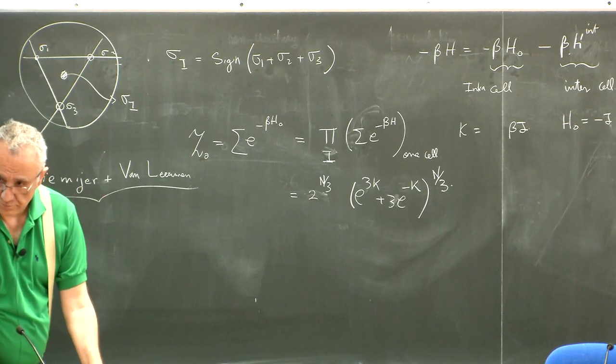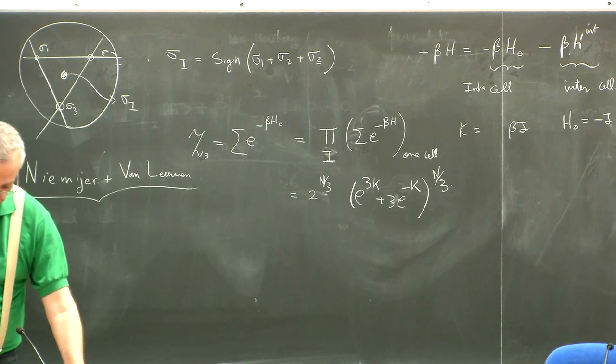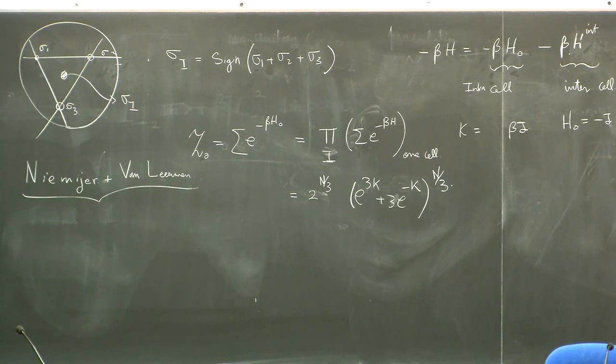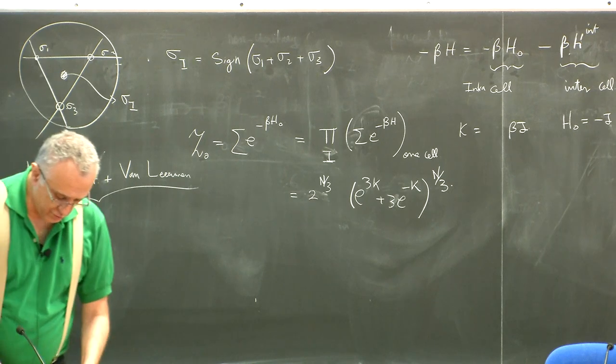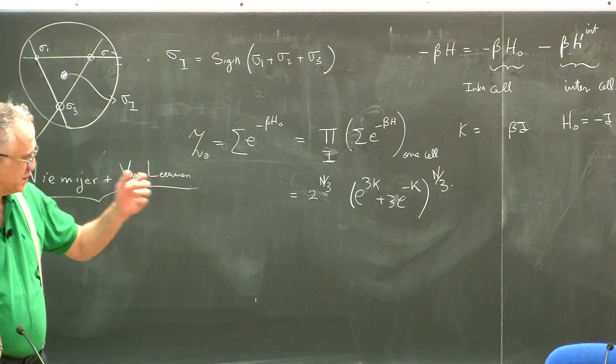Yeah. So the H interaction that you are writing there is the one after the renormalization. Yes. And why can you say that it is small? So that you can do perturbation. Okay, that's a good question. Why can I say that it is small?